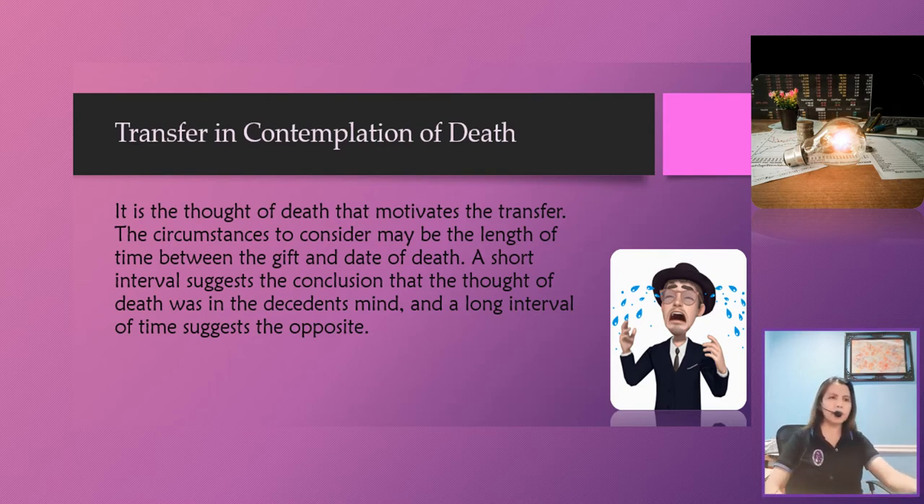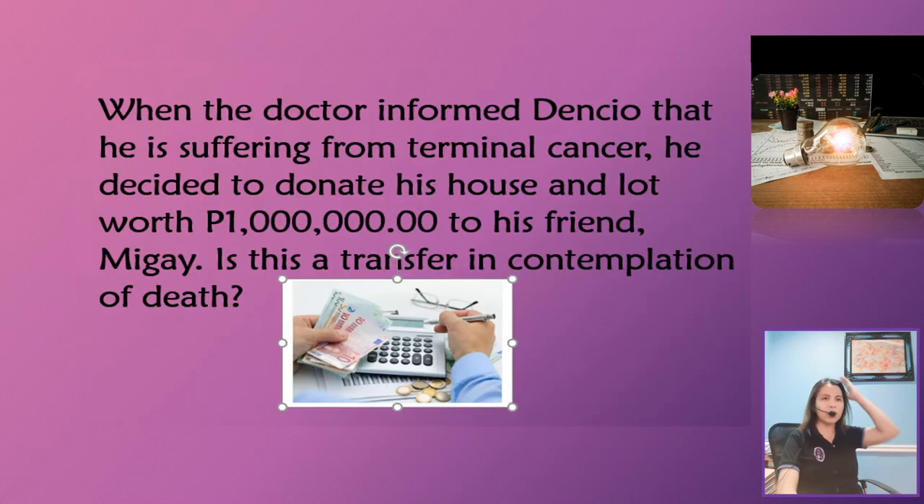If you will be assessed by the BIR. Now, let us have these situations. When the doctor informed Densho that he is suffering from terminal cancer, he decided to donate his house and lot worth 1 million pesos. Let us assume that 1 million pesos is the fair market value at the time of donation. Now, that is to his friend Migay.